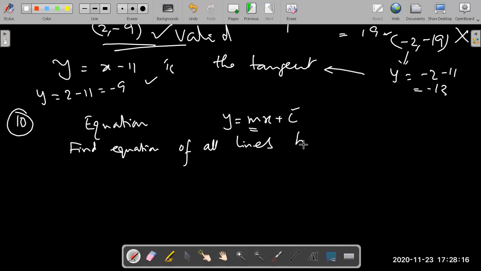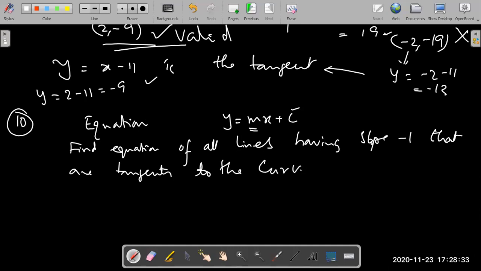having slope minus 1, that are tangents to the curve y is equal to 1 by x minus 1. So there will be many lines. That's what he means to say. So let us see how we will get it.